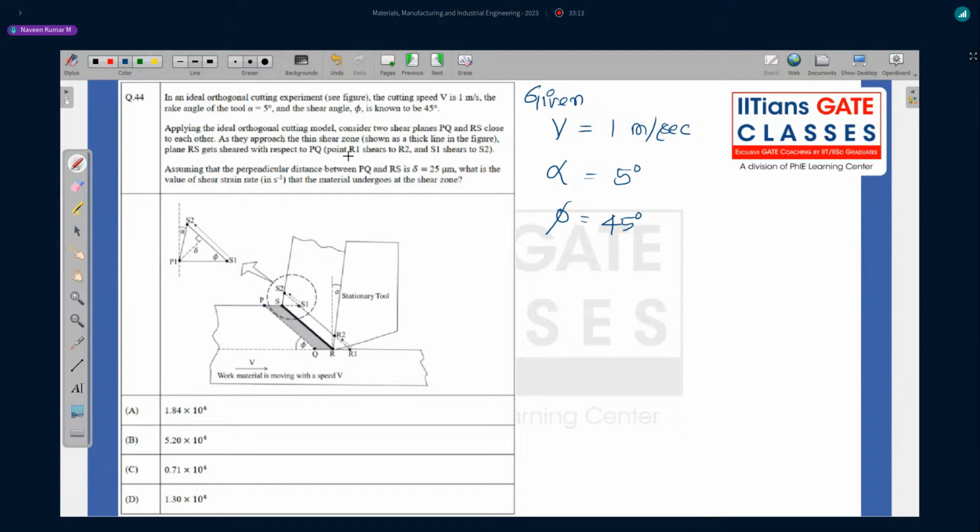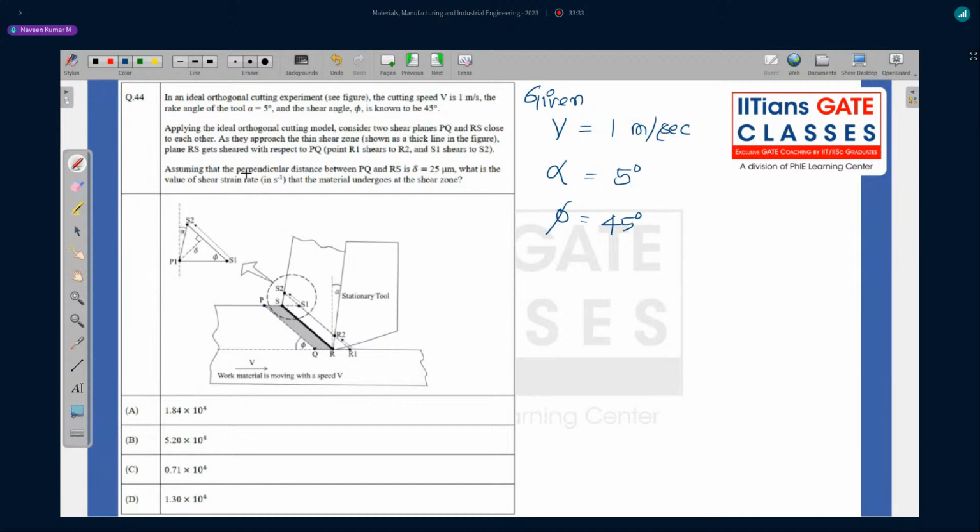RS gets sheared. So R1 shears to R2 and S1 to S2. So this is a clear picture. We have already seen this. Generally we started with shear stress and shear strain, and from there we did the derivation. If you have seen our notes, it will be clear.